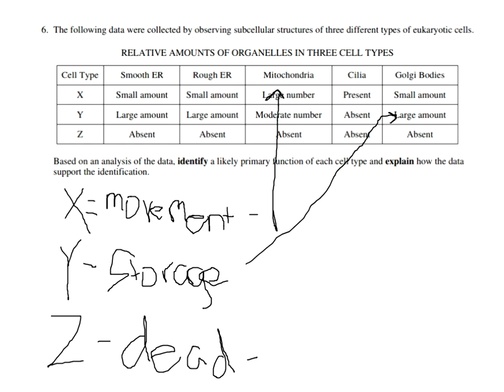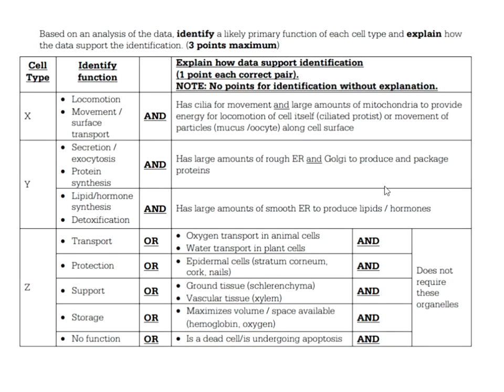So let's just take a look at the grading that goes with this, what the readers would be looking for as correct answers here. So for X, it said that one of the functions could be locomotion, or you might have said movement or surface transport. And then the explanation to support that would be it has cilia for movement and a large number of mitochondria, or movement of particles along the cell surface because of the cilia. Okay? So that's where the identification, the backup would be.